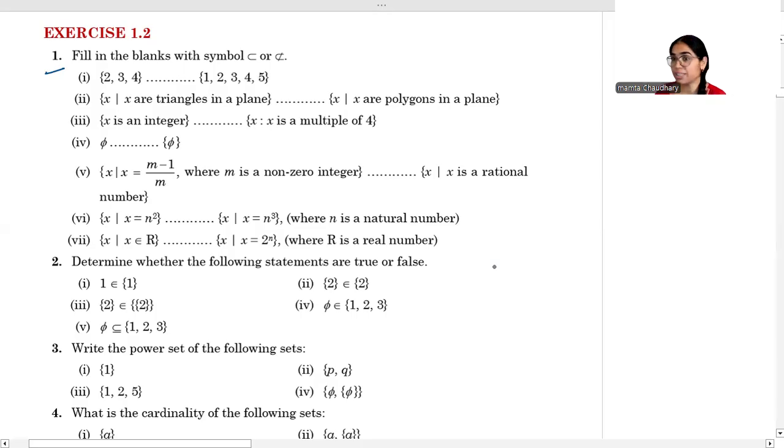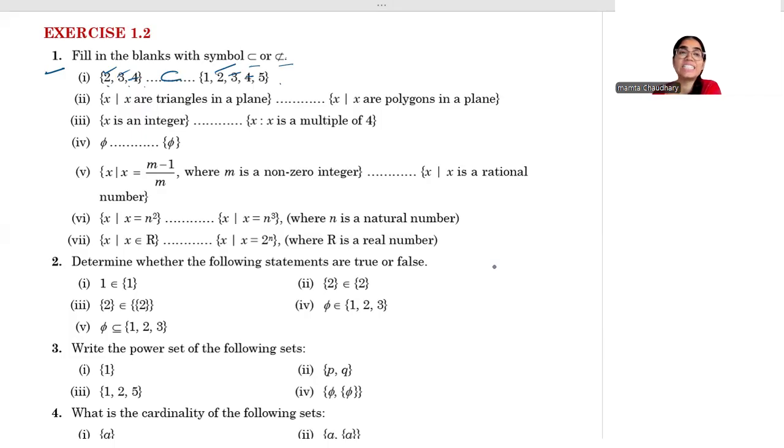What is the symbol this? This is the symbol for subset, right? So it's subset and not subset. So 2, 3, 4 is a subset or not of this set. Let's check whether all the elements in 2, 3, 4 are the elements of this one or not. So 2, yes, 2 is there in this. 3 is also there. 4 is also there. So this set 2, 3, 4 is a subset of 1, 2, 3, 4, 5.